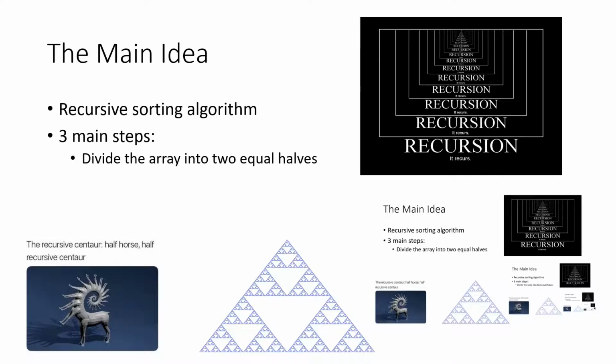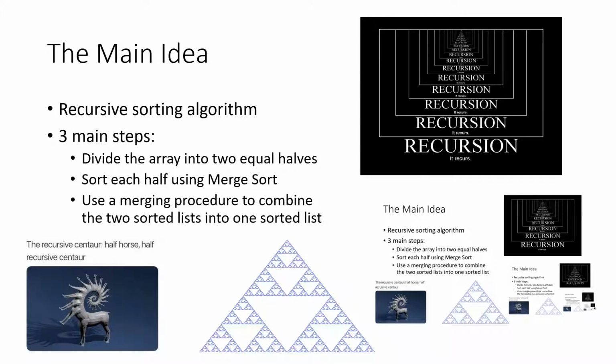The first step is to divide the array into two equal halves. If the array size is odd, one of the halves can be one element larger than the other, but otherwise they should be as equal as possible. Each half is sorted by recursively calling merge sort on that half. This creates two sorted lists that are half the size of the original list. Finally, a merging procedure is used to combine these two sorted lists into one large sorted list.